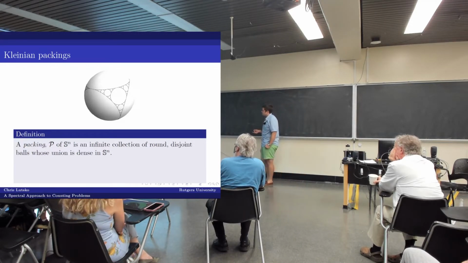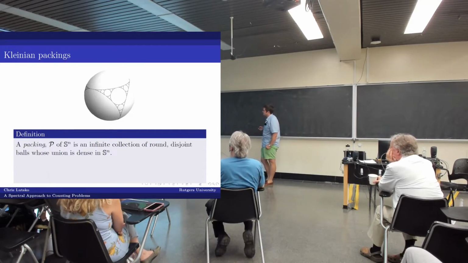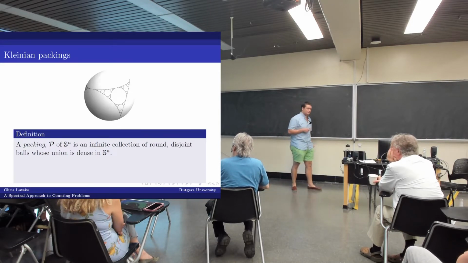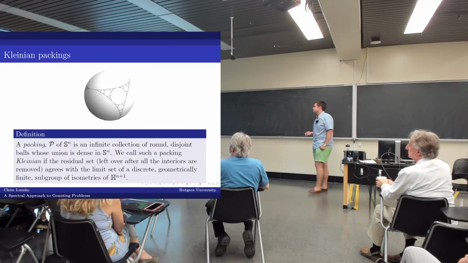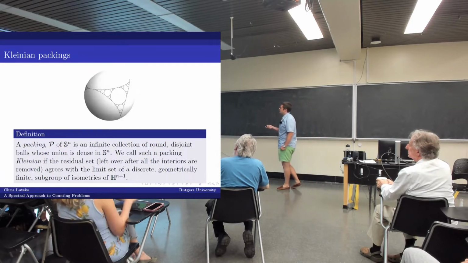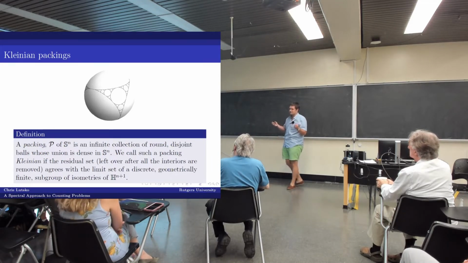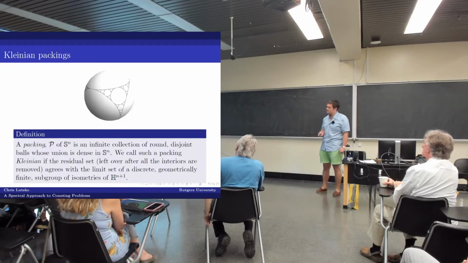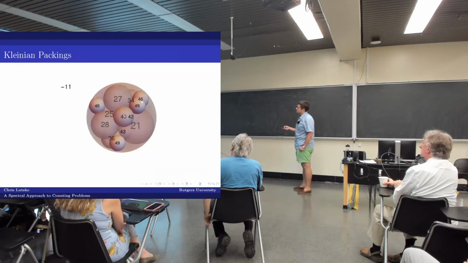It's a residual set. That is what you get after you remove the interior. It agrees with the limit set of some discrete finite subgroup of isometries of hyperbolic n plus 1 space. I'll explain what these things mean for people who don't know. And here's an example of a packing one dimension up, so it lives inside of dimension 4, but it's in the boundary of H^4, which is R^3. And again, you get the integral pattern.